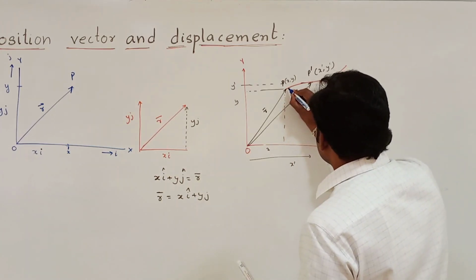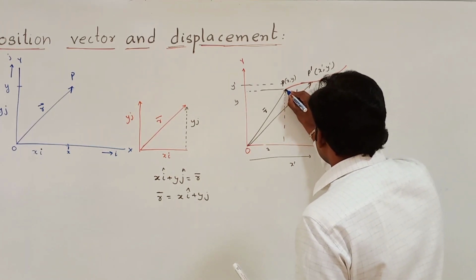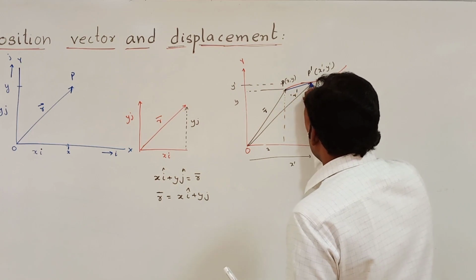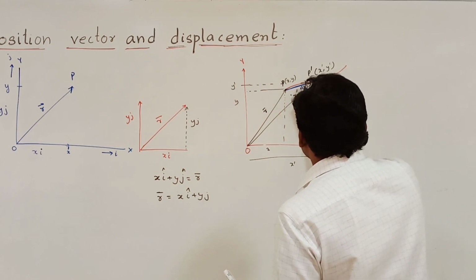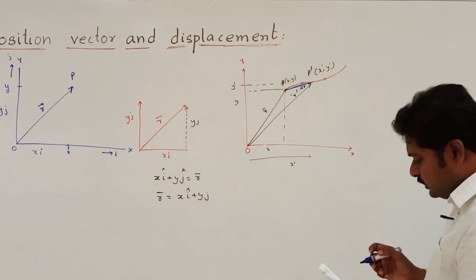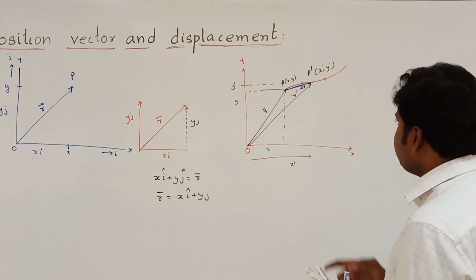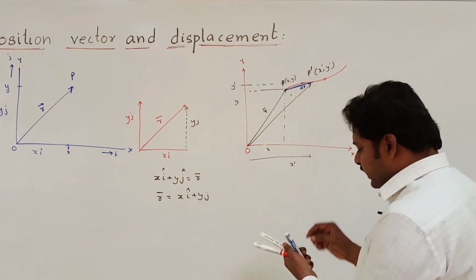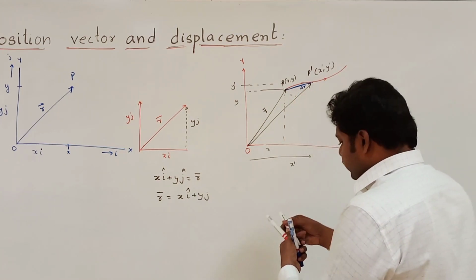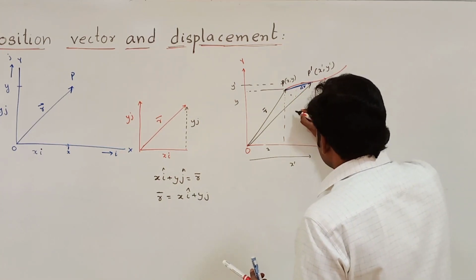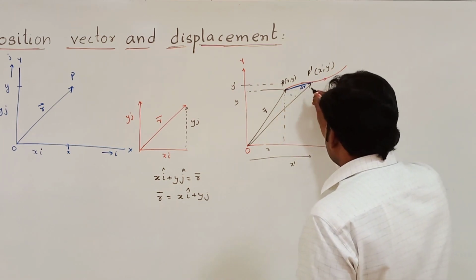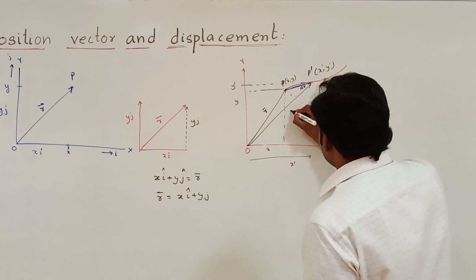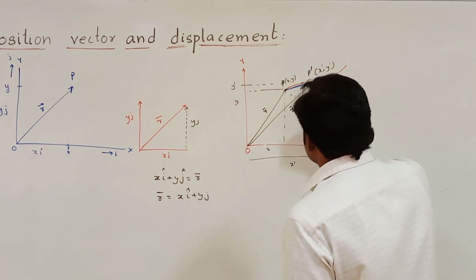Now how to write displacement? For displacement we will not consider the complete curved path. We will draw a simple straight line from P to P dash. This is called delta R, a simple displacement. We will not go through the curved path. That is the definition of displacement: the shortest distance between the initial and final points is called displacement, and this is the R dash vector.